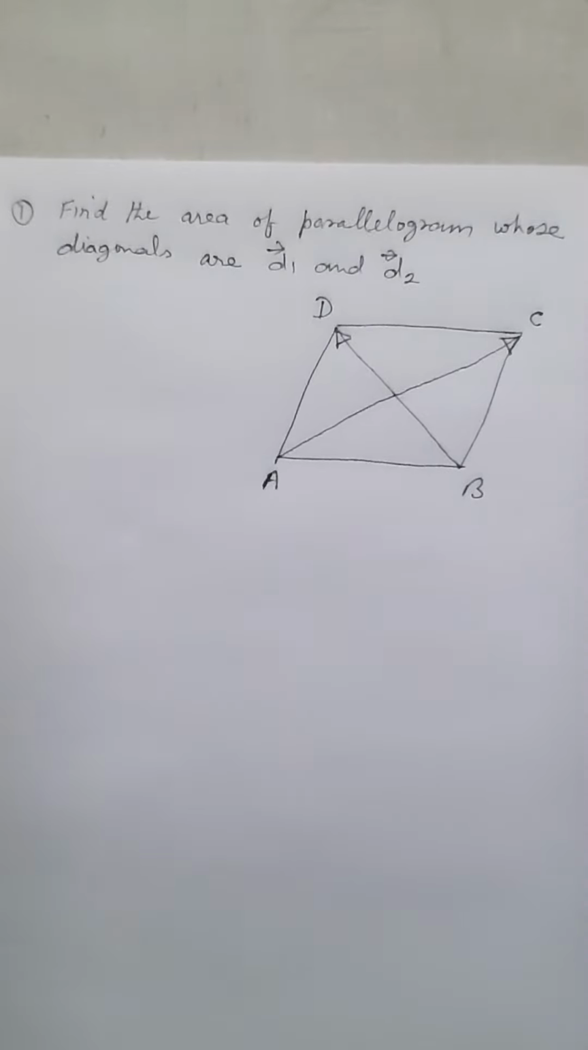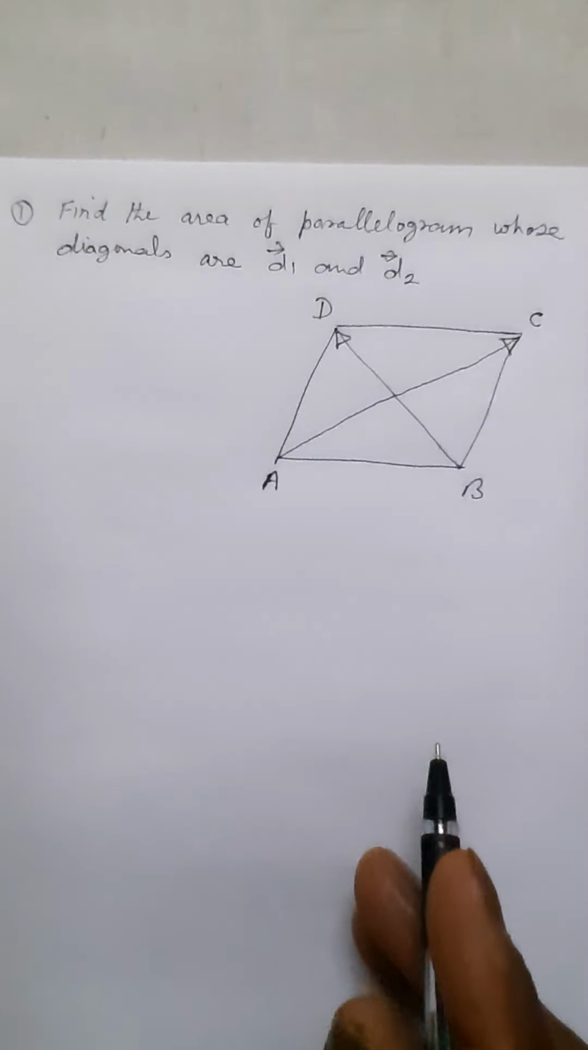आज मैं आपको वेक्टर से एक क्वेश्चन ले रहा हूँ और ये क्वेश्चन है: फाइंड द एरिया ऑफ पैरेललोग्राम whose diagonals are vector d1 and vector d2. How to calculate the area of parallelogram?